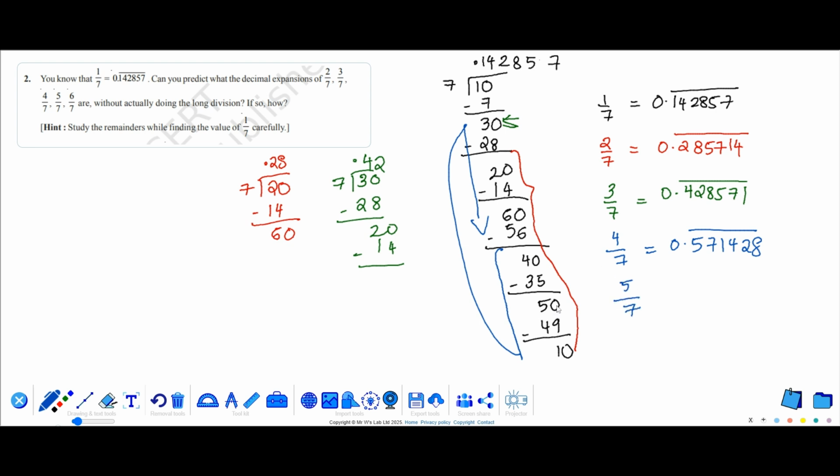5 by 7, it will start from, if I divide by 7, we'll add 0, 49. That means 7 into 7. So this is equal to 0.714285. 6 by 7 will be, so 6 starts from which one? 7 into 8. So 0.857142. So these are all the values, and we got these values from 1 by 7.